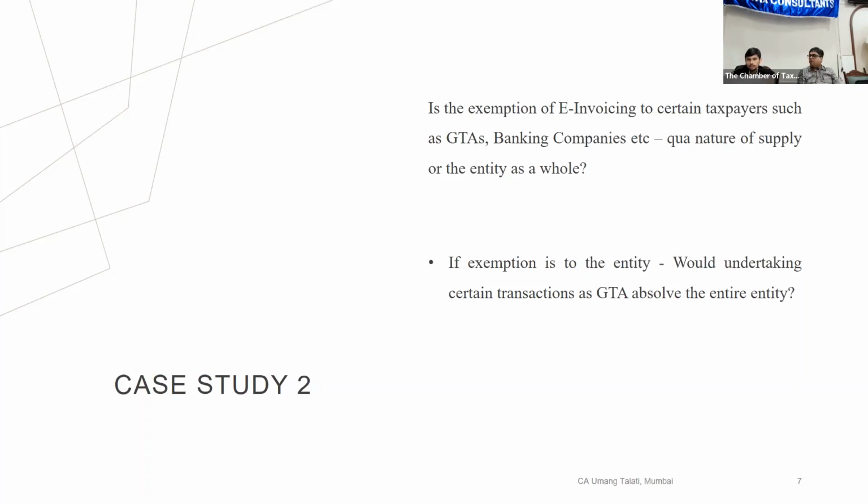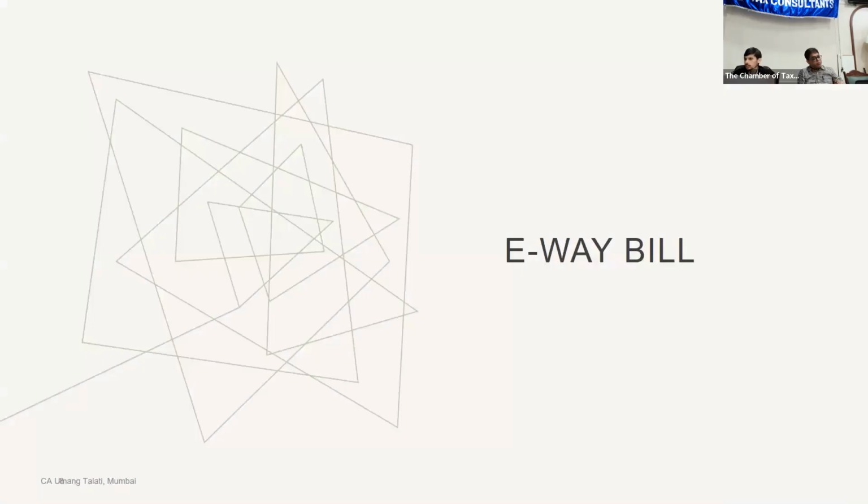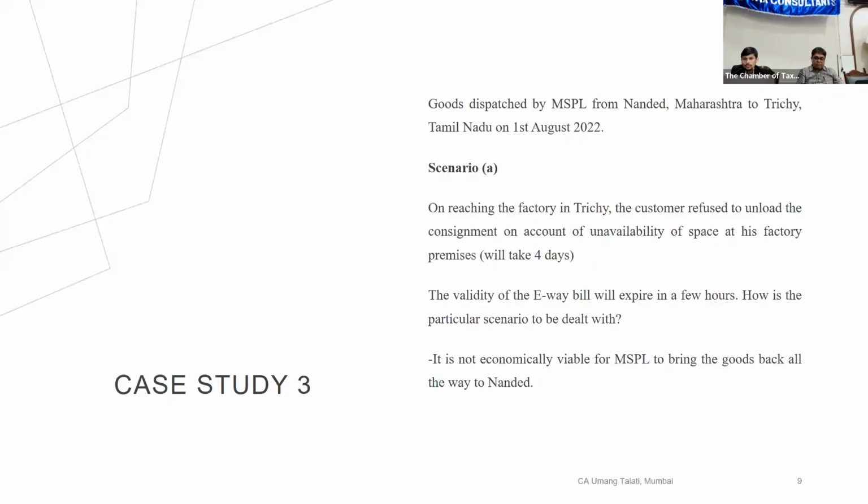So now we are done with e-invoicing. If we have nothing further on e-invoicing, we will go to the e-way bill. Here also I've tried to take practical cases only. So now we have MSPL, a registered party located at Nanded, Maharashtra. It is dispatching certain goods to Tamil Nadu on the 1st of August 2022.